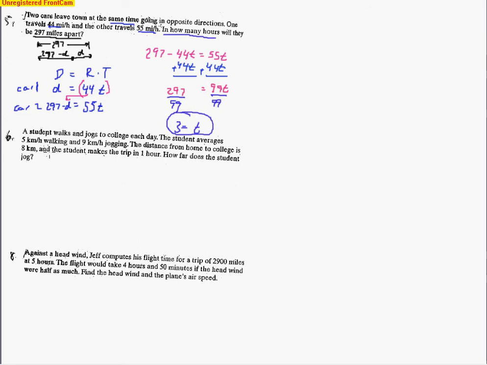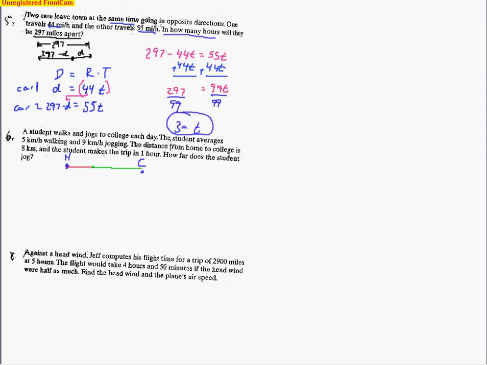This next problem is similar in a way, except this one's got a little bit more involved. The student is walking and jogging to school each day. Here is the home, let's call it H, and then here's college. The student averages 5 miles an hour walking. So let's say walking is in the pink here. This is when it's walking. Then the student realizes, well, I better start moving here. I'm going to start jogging now. And he jogs a certain distance.